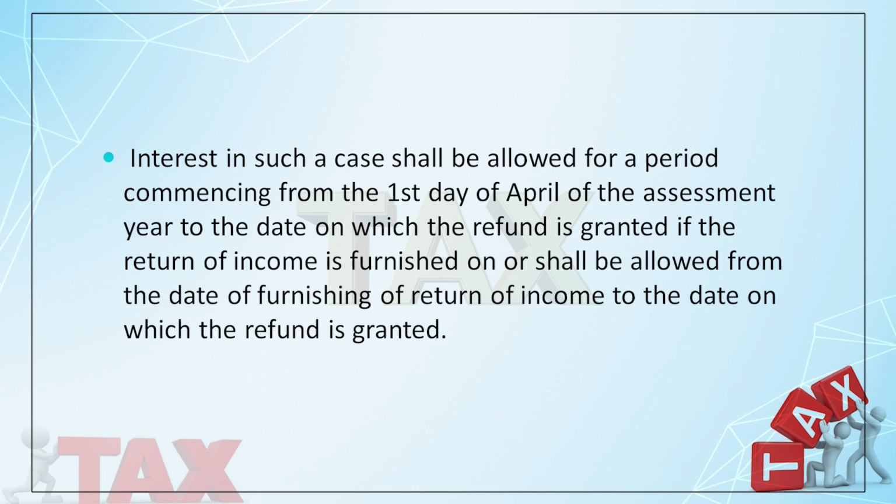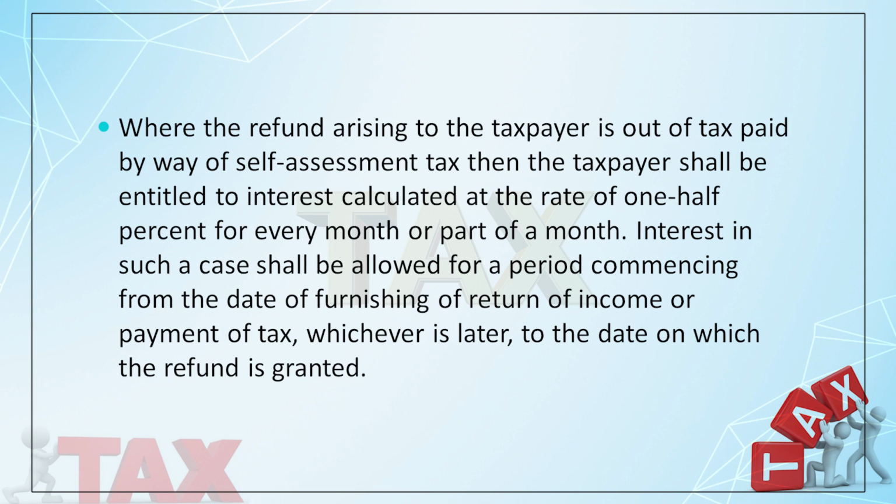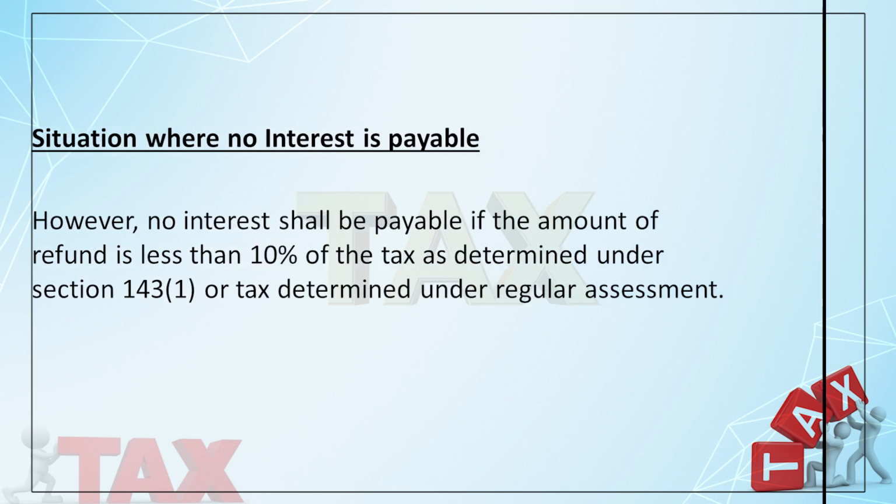However, no interest shall be payable if the amount of refund is less than 10% of the tax as determined under section 143(1). What is 143(1)? 143(1) is the prima facie assessment of the assessee. If the total tax demanded is 100 rupees and your refund is, say, 5 rupees, which is less than 10% of the tax demanded, then interest shall not be payable. Interest shall not be payable if the amount of refund is less than 10% of the tax that has been finally determined in the assessment process.